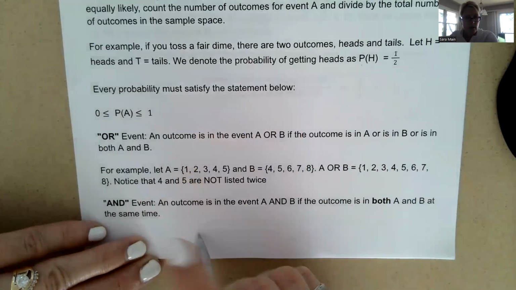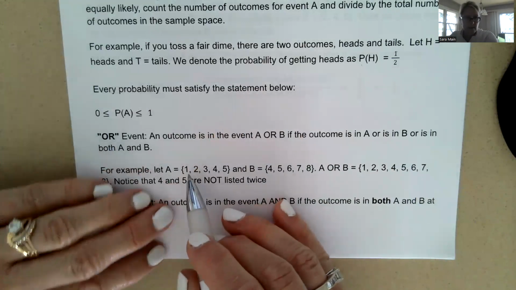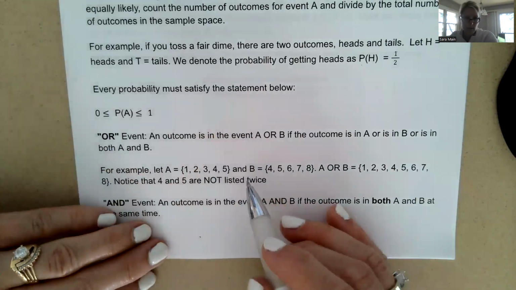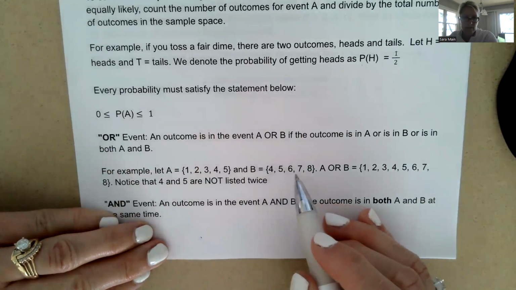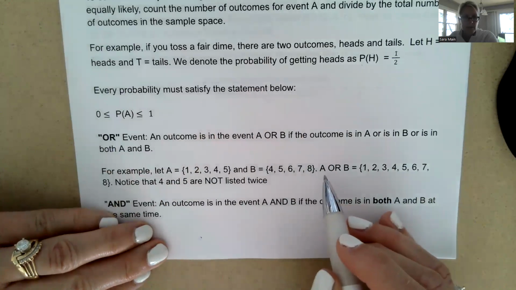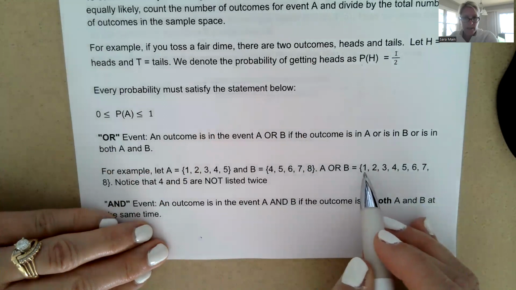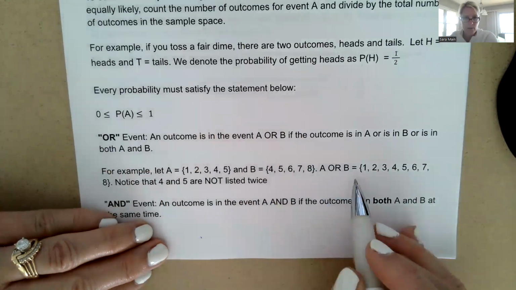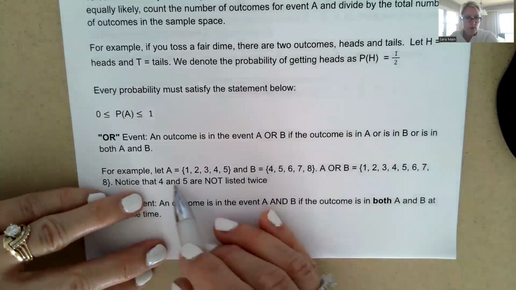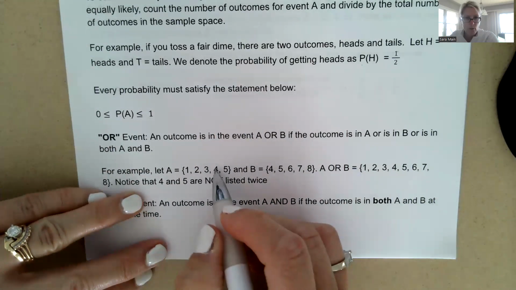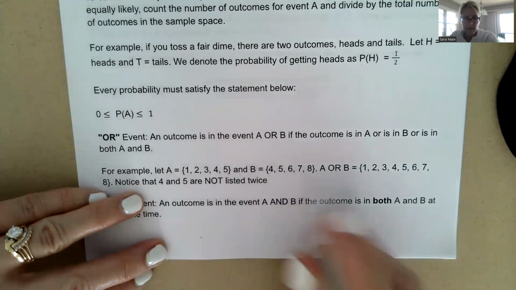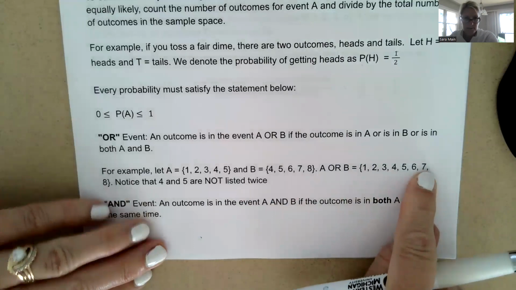For example, let A be the set of 1, 2, 3, 4, and 5, and B is a set of 4, 5, 6, 7, 8. A or B would be any of them in both. Notice that 4 and 5 are not listed twice. So because 4 and 5 are both in A and B, they can only be listed once.